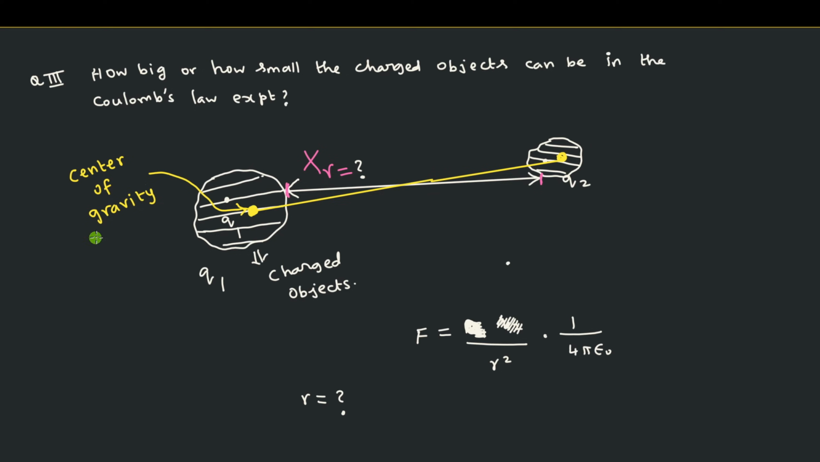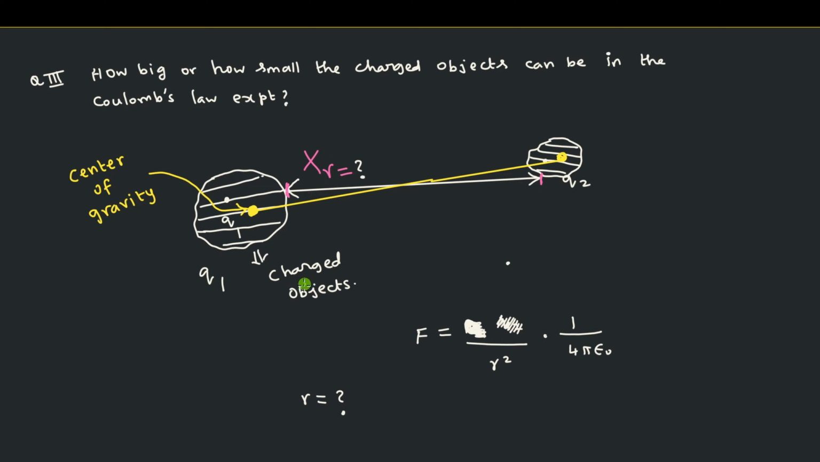So this is the most probable way of thinking, where we can consider the center of gravity of the 2 objects as the points, and then you measure the distance between them. Once that fixing is clear, then measuring the distance is not a problem. You can accurately measure the distance by whatever technique available.